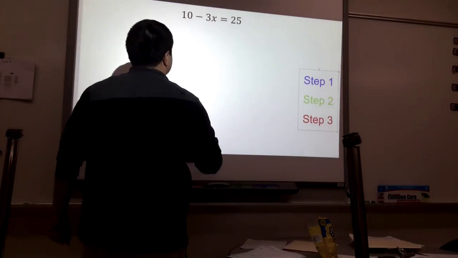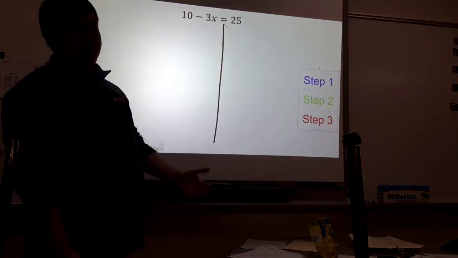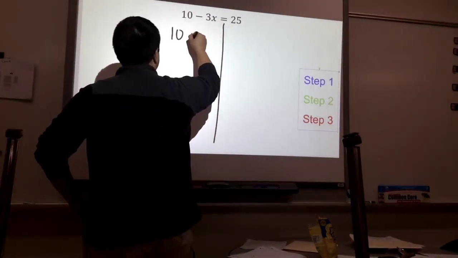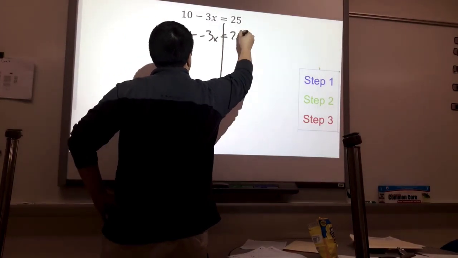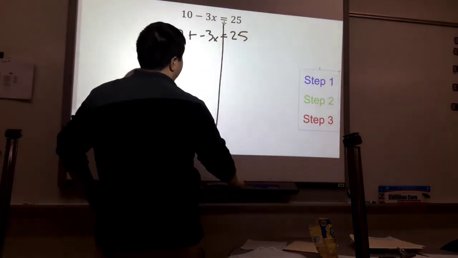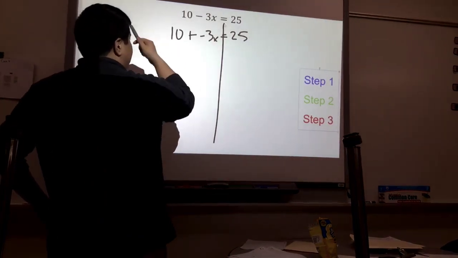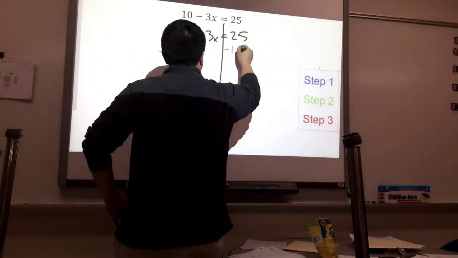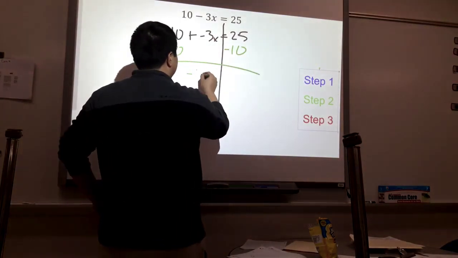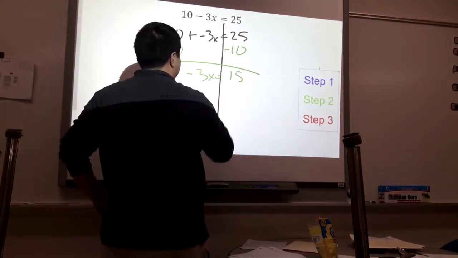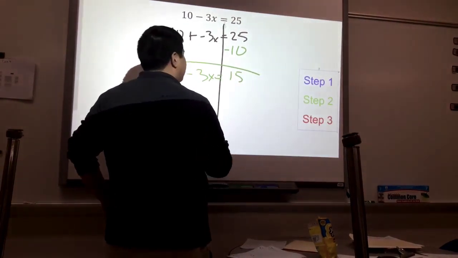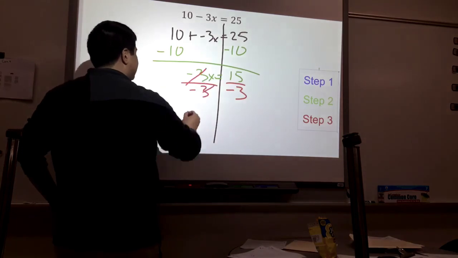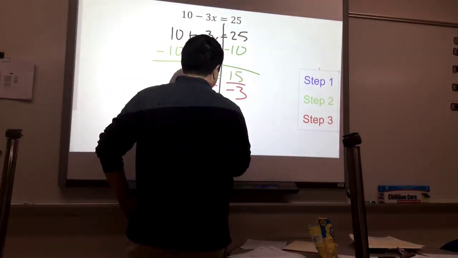Our next one. Again, we do not need to combine like terms or distribute on either side of the equation. So I'm going to change this to 10 plus negative 3x equals 25. Again, we avoid step 1. We want to get rid of this 10 because it's on the side with the negative 3x. So we go minus 10, minus 10. We get negative 3x equals 15. We are done with step 2. Step 3, divide both sides by negative 3. Negative 3 cancels out. X equals negative 5.